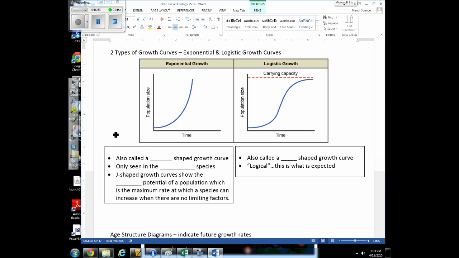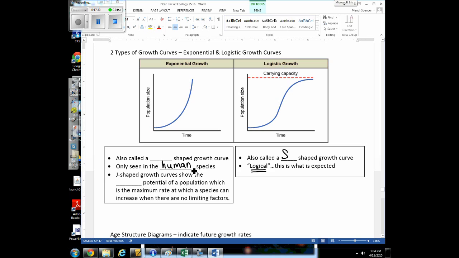Let's start with the logistic, because logistic is the logical population growth that you're going to see in most species. Most species are going to hit a carrying capacity. So that's why I consider this logical, or a logistic growth curve. This can also be called an S-shaped growth curve because of its shape. The only population that has not reached a carrying capacity is the human species.